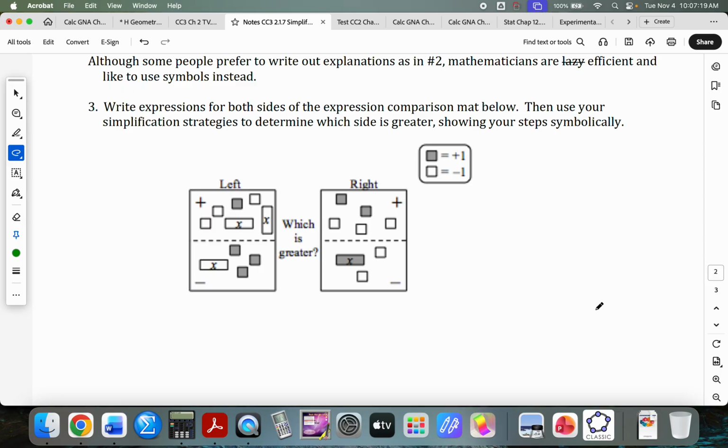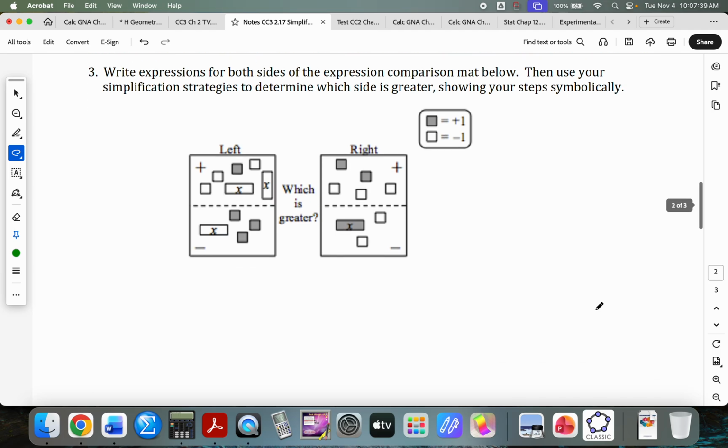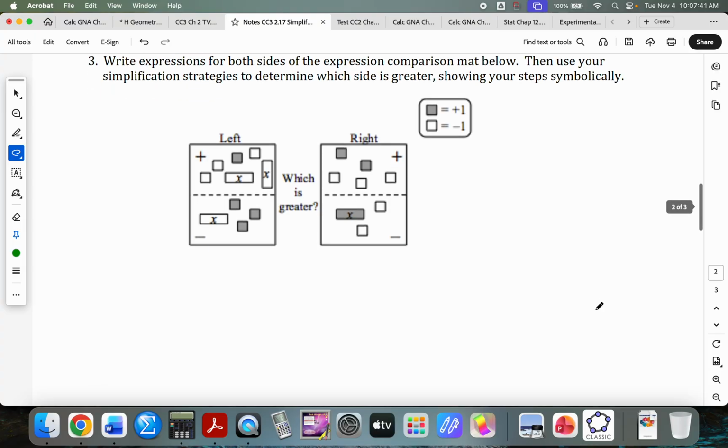Writing out an explanation like we did on number 2 is kind of a pain. Okay? What we would rather do is write it out symbolically and not have to write it out in words. Mathematicians try to write as little as possible. So let's work on this.